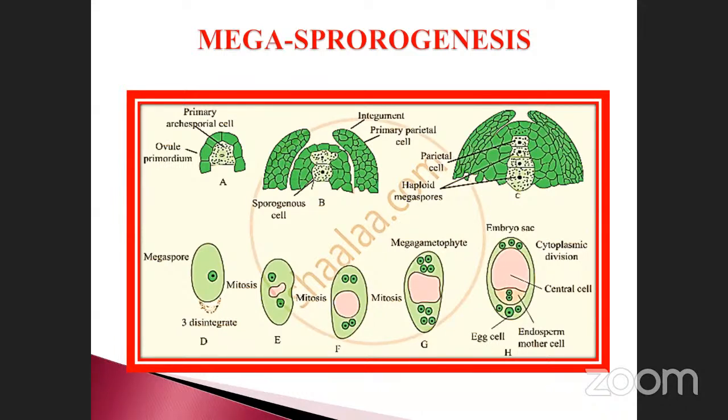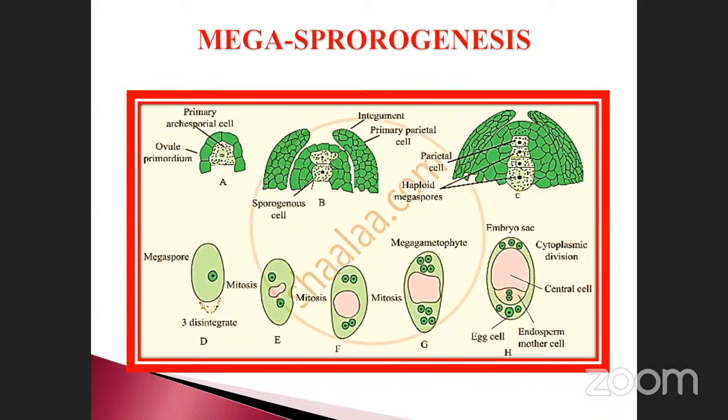After they reach the poles, what happens now? Undergoing further divisions, it gives 8 cells. Here also 2 divisions take place, and here also 2 divisions take place. Totally 8 cells are there. From the 4 cells, one nucleus moves to the center. Here, one cell moves to the center. So 3, again 2 and 3. This is the arrangement of the embryo sac.